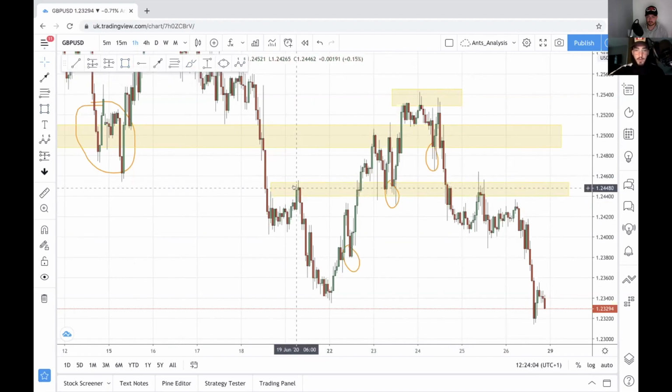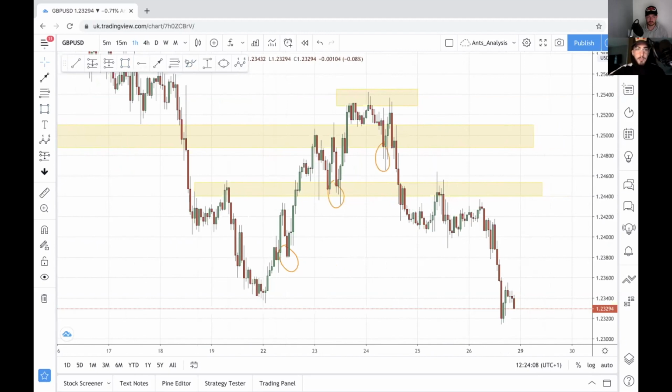As you can see, we've had rejections here and wick rejections here. And then obviously price came back to retest it. As you can see, we've had huge wick rejections across the market here. So how did we retest?